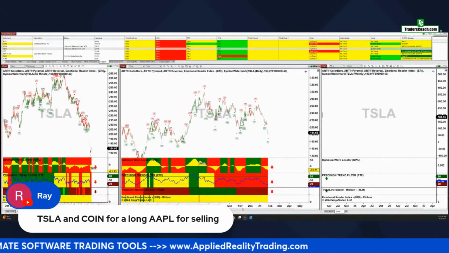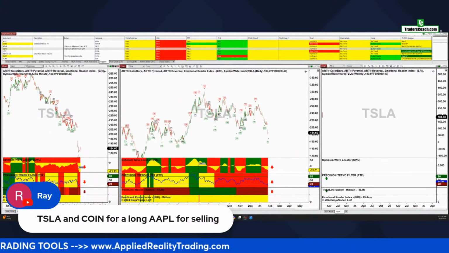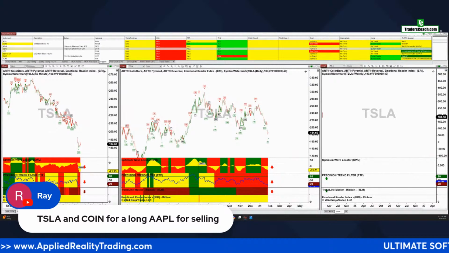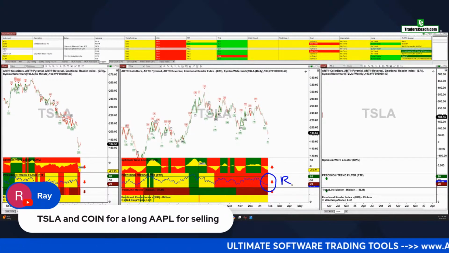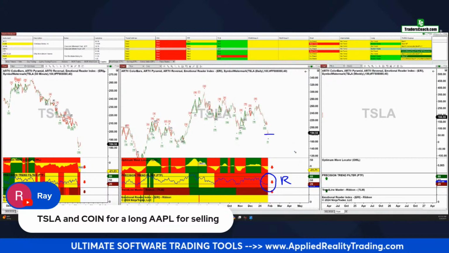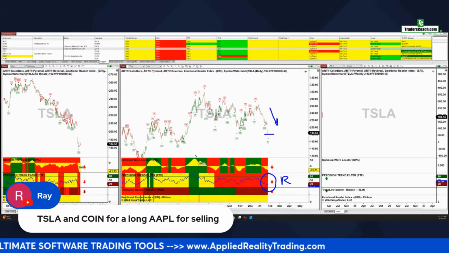And notice on the shorter-term charts now that I have loaded, take a look at the chart in the center. We have a red PTF. And when this is red, it's indicating more lows are coming. And so that's what that is saying. And as you can see, it has been coming down.